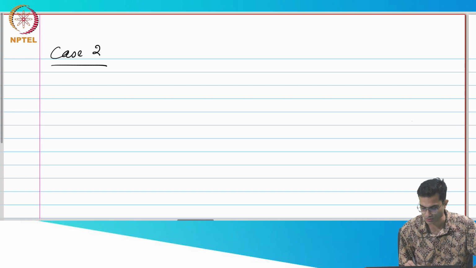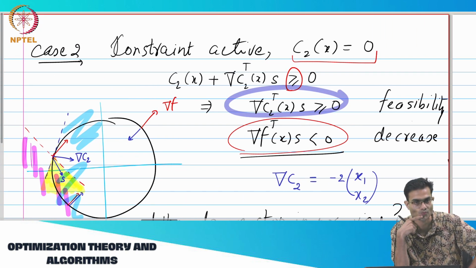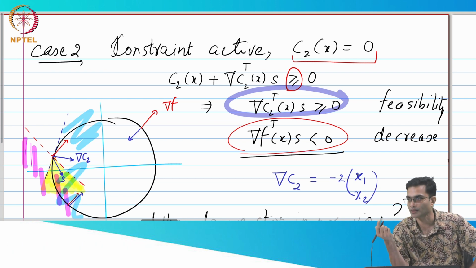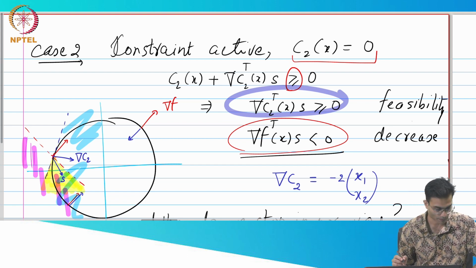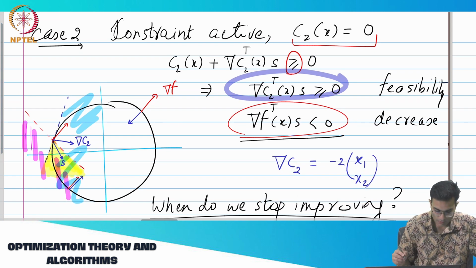Case 2, when is case 2 not going to work out? If there is no intersection between these two half spaces, right? That's what we need to capture, okay? Now, let's look at this a little bit geometrically once again.